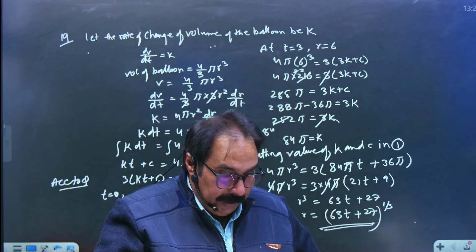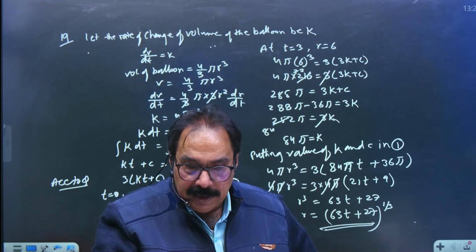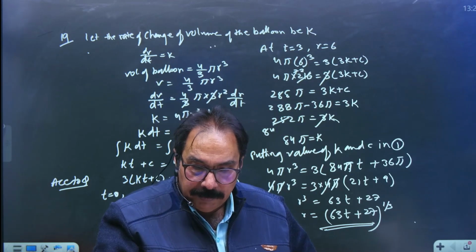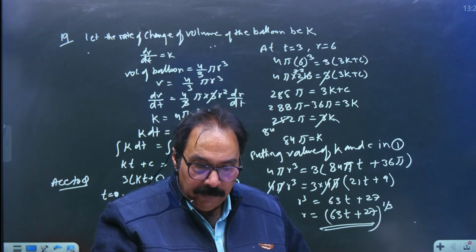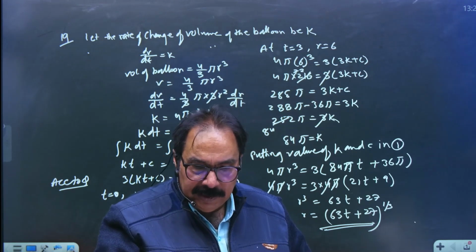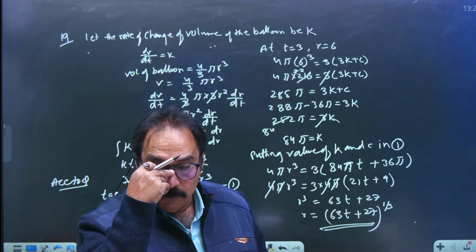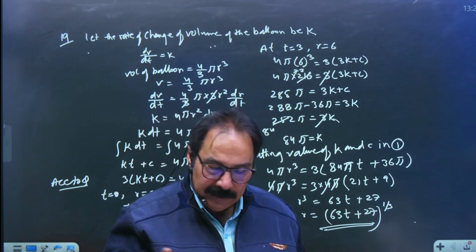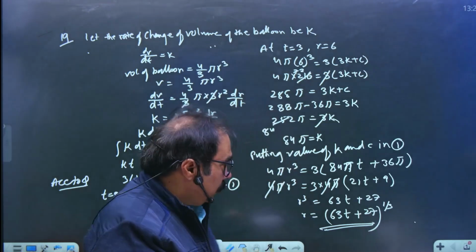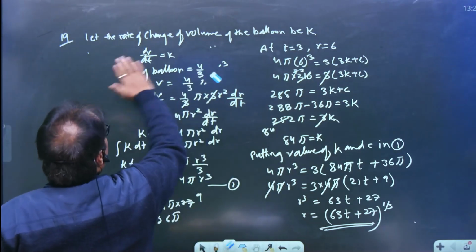Question number 20: in a bank, principal increases continuously at the rate of r% per year. Find the value of r if rupees 100 doubles itself in 10 years. And one condition is given, the value of log 2 is 0.6931, that we will use. Okay, so next question is question number 20.